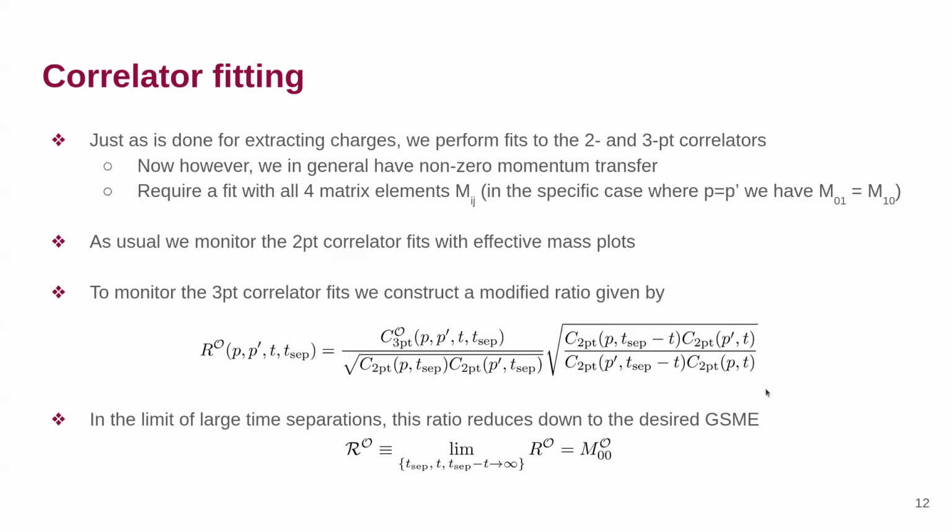But once you've constructed that ratio, you can think about taking the large time separation limits as you would have before, and realize that if you plug in your fit forms for the correlators, then in the limit of large time separations, this entire expression just reduces down to this M00. And so this limit that we're taking is what I'll label with a calligraphic R here.